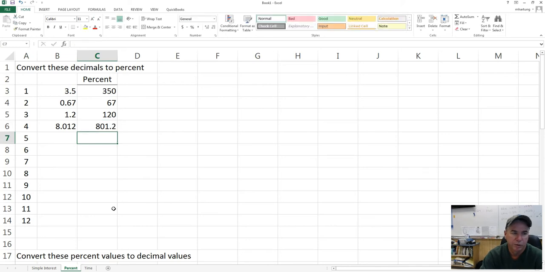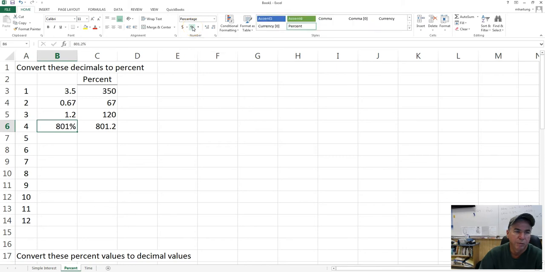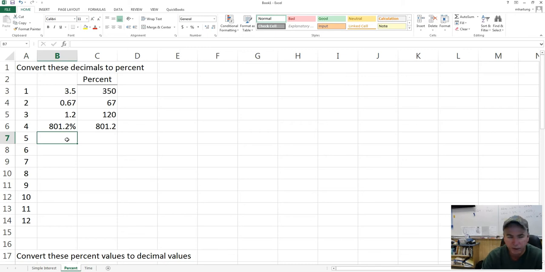801.2%. Now, if you want to check your work, just come back here, click, and come up to Excel and use the shortcut button. Increase it by one decimal place, and there it is, 801.2%. Let's go ahead and do the rest of these that I have listed here.